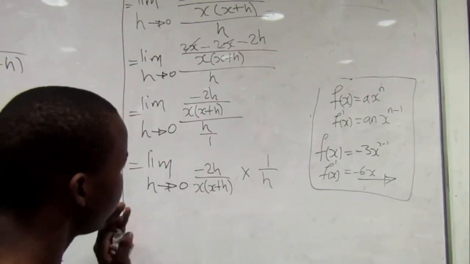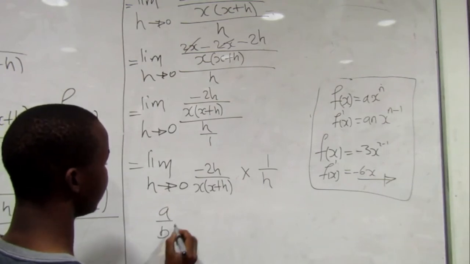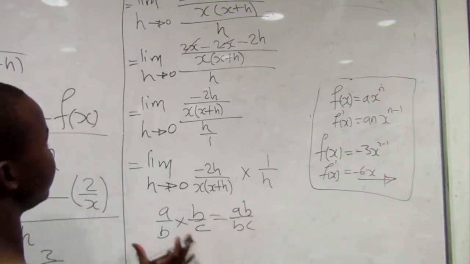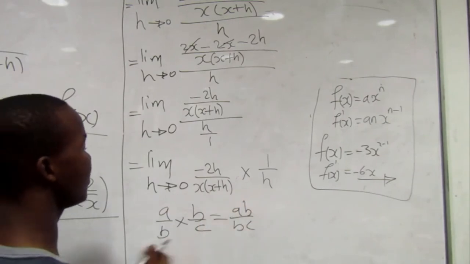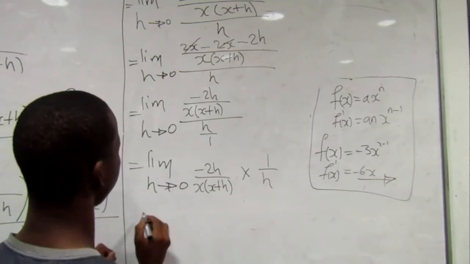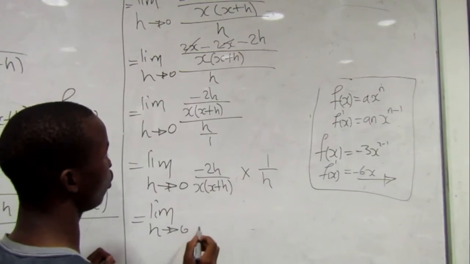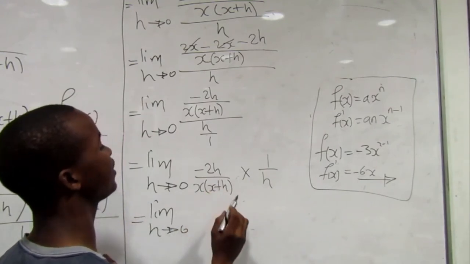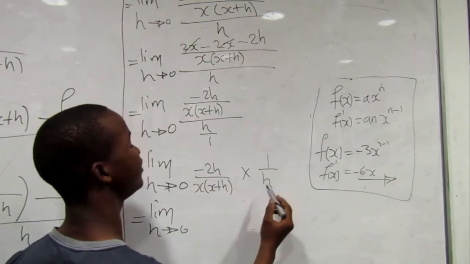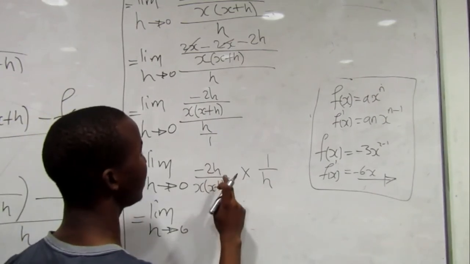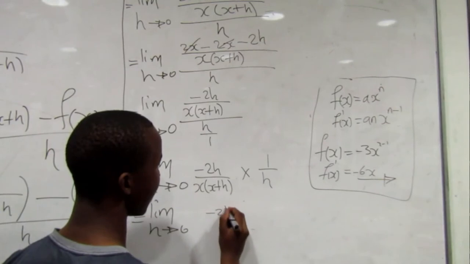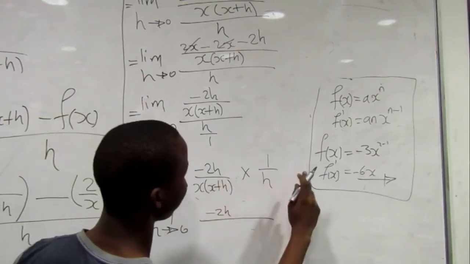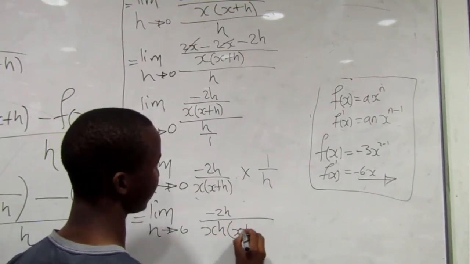Then remember, in the multiplication rule, it says a over b times d over c, which is going to be ad over bc. We're going to apply this rule again here. How do we apply it? When we say lim h approaches 0, our negative 2h is a, our x into x plus h is b, times d over c, where our d and c are 1 and h. Then we multiply negative 2h times 1 is negative 2h, the whole divided by x into x plus h multiplied by h. It's going to be xh into x plus h.